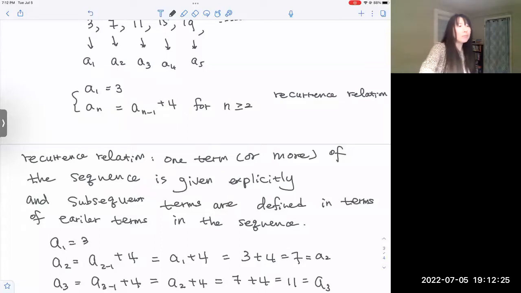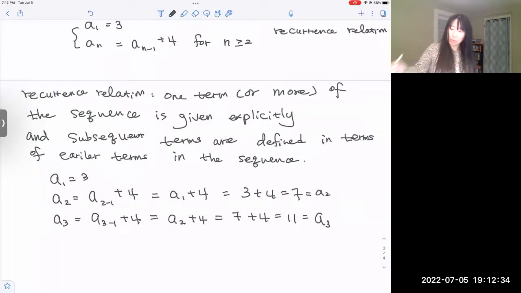Okay, now we have the explicit formula. So look, this is a recurrence relation now.